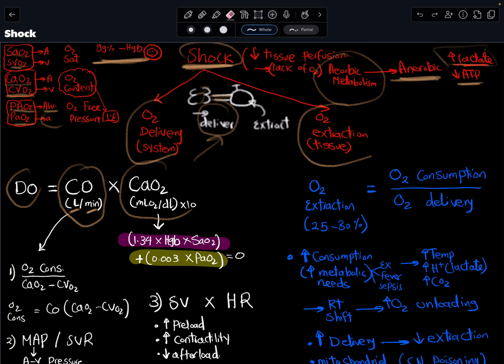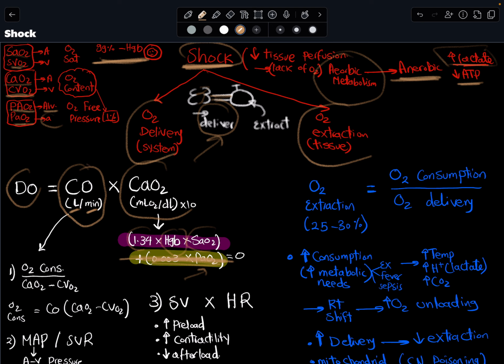And the second part, plus 0.03 multiply PaO2, which is the dissolved oxygen in the body, which is a very small factor. So in the actual equation, 0.03, anything multiplied by 0 equals 0, so you can just disregard this second part of the equation. And if you want to know the actual oxygen that gets delivered, you need to calculate 1.34 multiply the hemoglobin multiply how much oxygen is bound to the hemoglobin, which is the SO2.